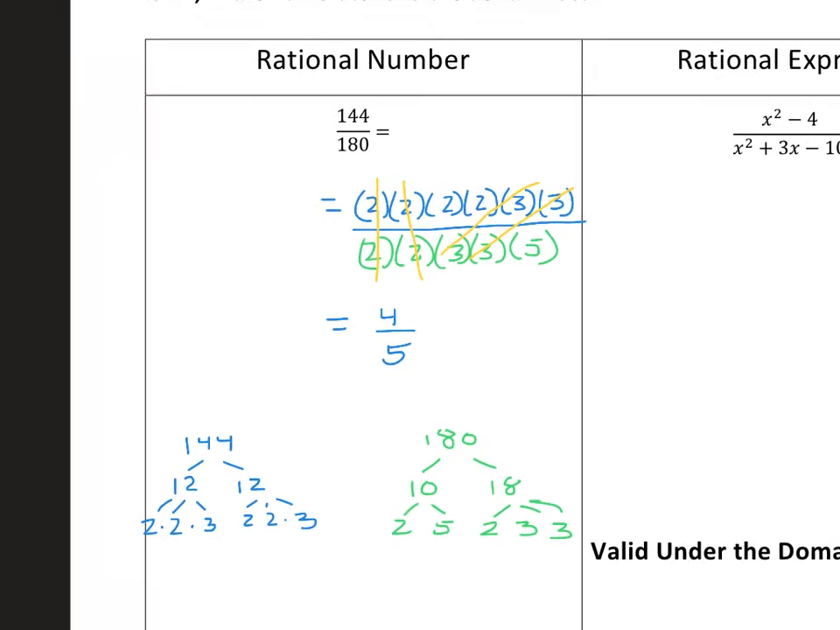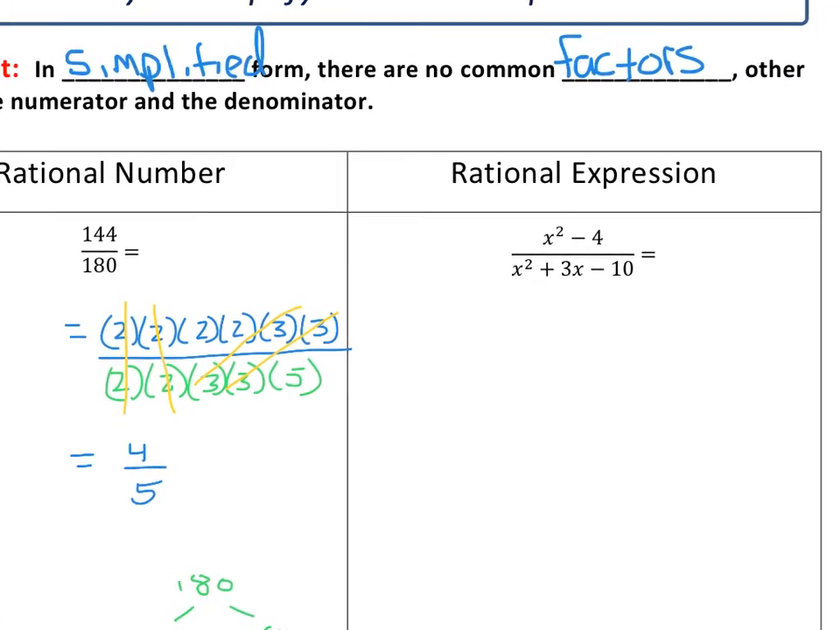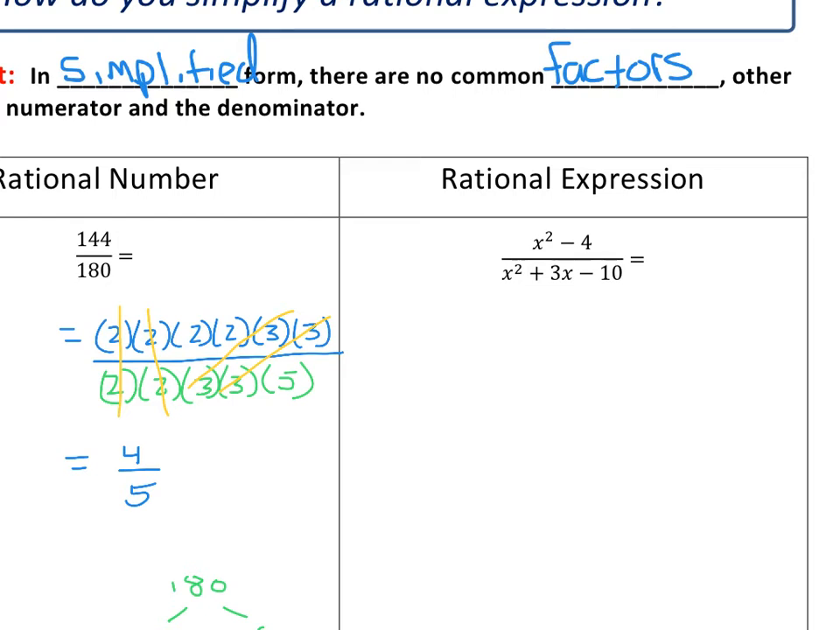Now how does this apply to rational expressions? So I have a rational expression here with x squared minus 4 on top, and I have a quadratic polynomial on the bottom. I'm going to need to factor these in order to see if I can reduce this in any way. So we can see that the numerator is a difference of squares.